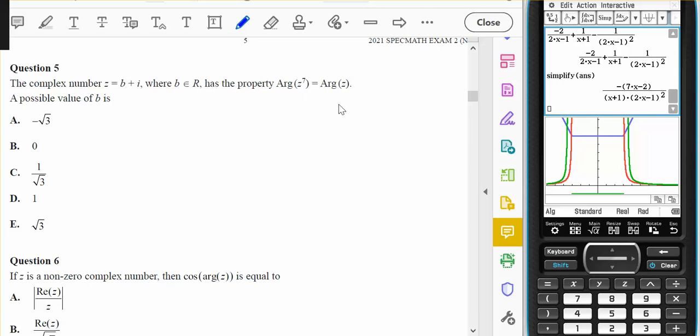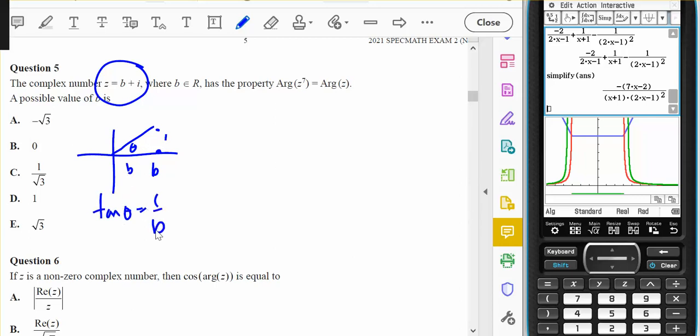Question number 5. So I've got Z. So Z is B and I. Therefore, if theta is my angle, that's 1, that's B. The tan of theta is 1 on B. And the argument of Z is theta.